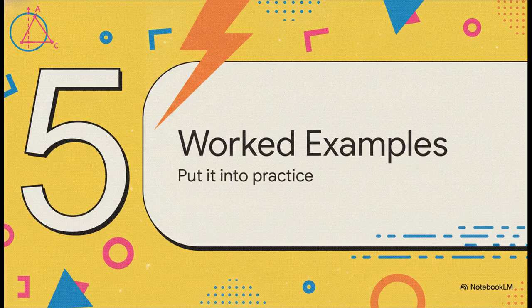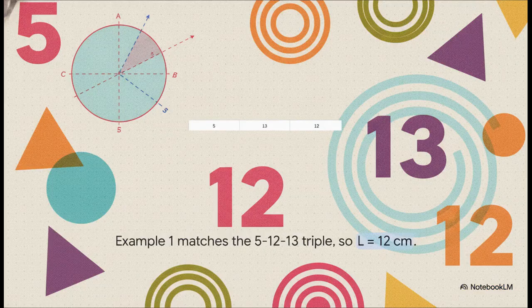Section 5. Solving with worked examples. Putting the hack into practice. Let's look at our first example. Radius is 5 centimeters, center distance is 13 centimeters. Step 1 is done. Step 2, do 5 and 13 match our list? Yes, it's the 5-12-13 triple. So you don't even need the formula. The tangent length is instantly 12 centimeters. We literally just solved a problem in 3 seconds without a calculator.